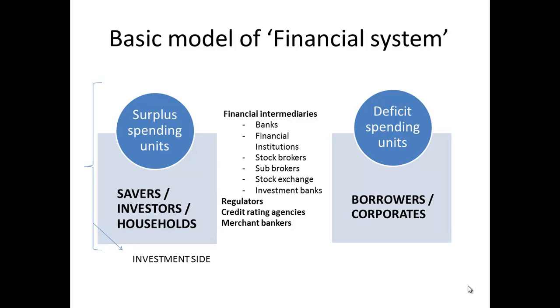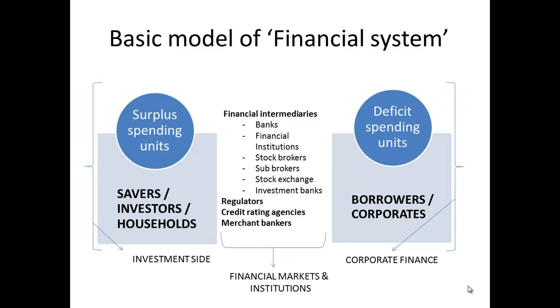And the right hand side, that's the deficit spending units, would be all about corporate finance. So here would be the corporates who would be thinking about where to invest and how to raise finance, and then also how to keep the investors satisfied. And in the middle would be various financial markets and institutions together with different financial products, instruments, service providers, etc. So this is how we study the basic model of a financial system.